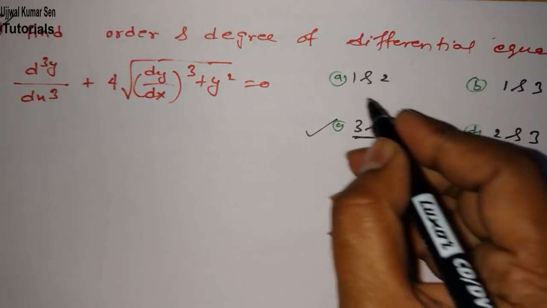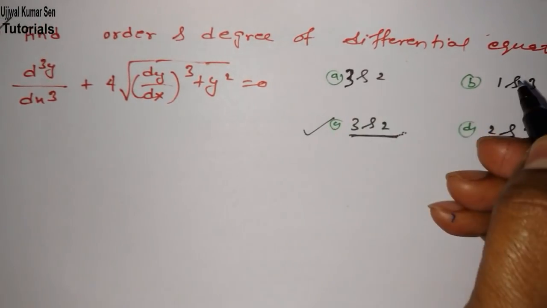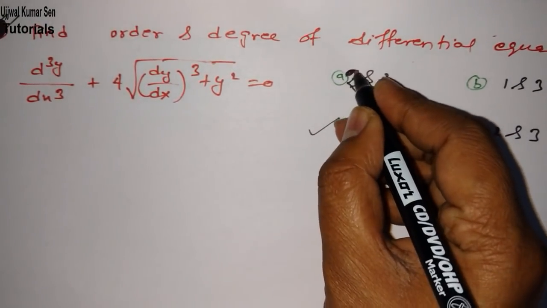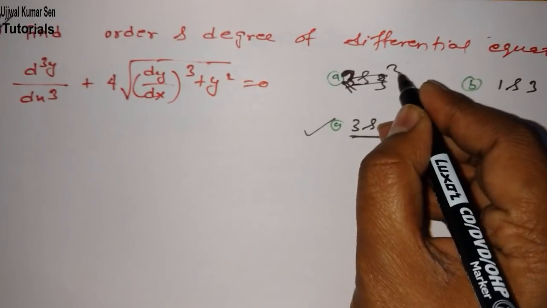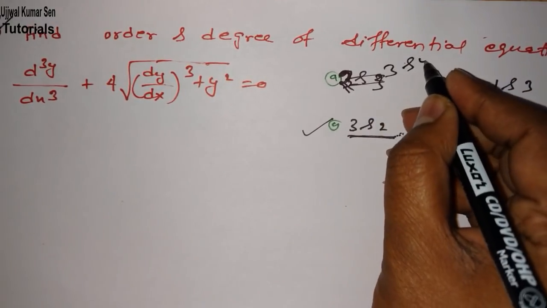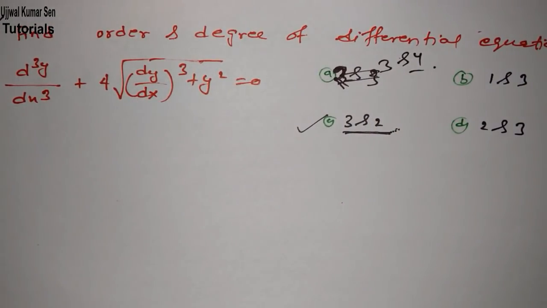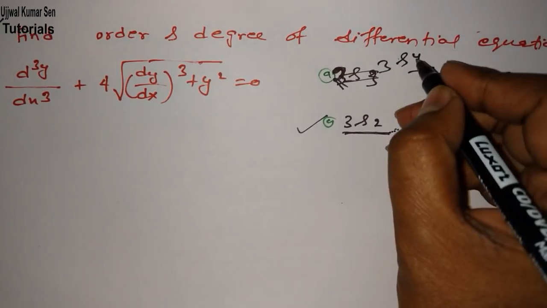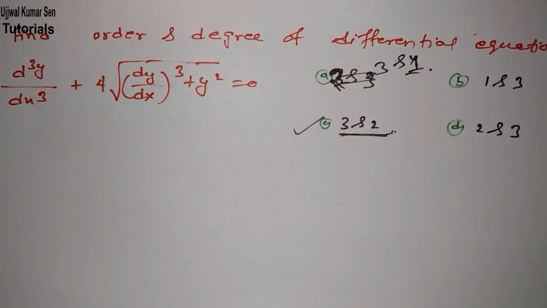But suppose there are also options 3 and 2, 2 and 3, 3 and 4, or 3 and 1. Then what will you choose? That also matters.